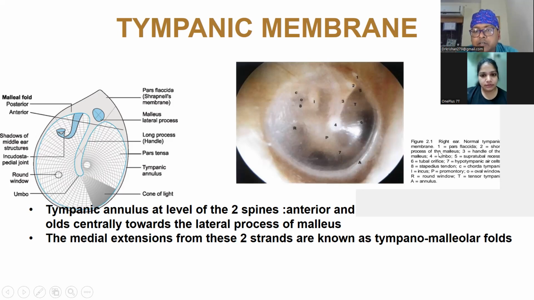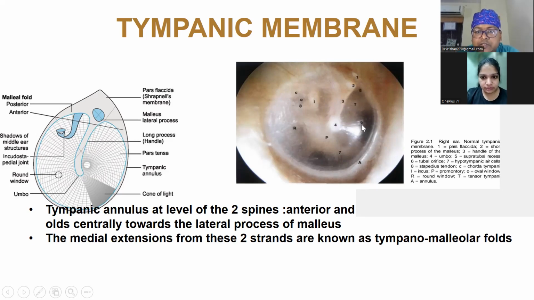One is pars flaccida. Two is short process of malleus. So just recognize this. Then three is short process of incus. Sorry, two is short process of malleus, and three is short process of incus. Four is handle of malleus. Five is umbo. Six is supratubal recess.